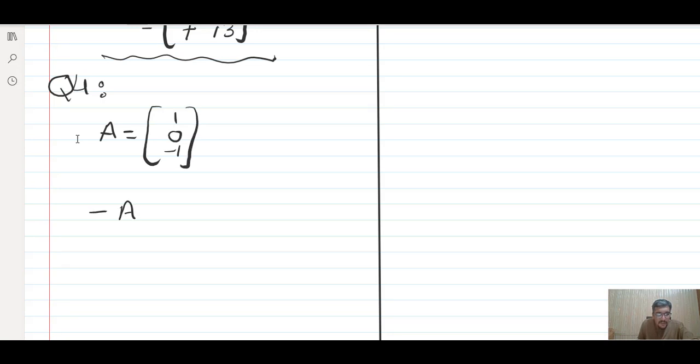In a negative matrix, we change the signs. It will become minus 1 because it is positive 1 here. 0 stays 0, and minus 1 will become positive 1. 0 is neither negative nor positive, it is always 0. So this is the negative of matrix A.